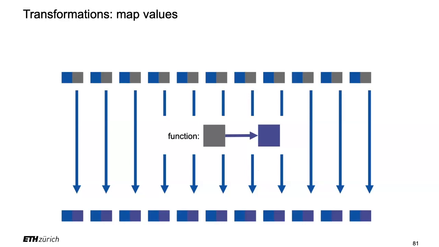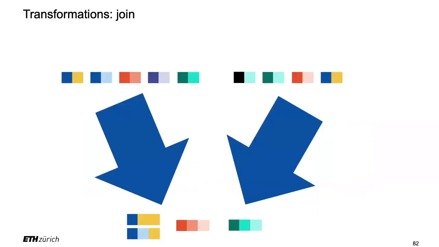Okay, another one is map values. So you supply a function that maps an item to another item, value to a value, but Spark is only going to apply that function to the values, not to the keys. So the keys here are exactly the same ones. You keep exactly the same keys, but the values are transformed. Okay, so this is called map values.